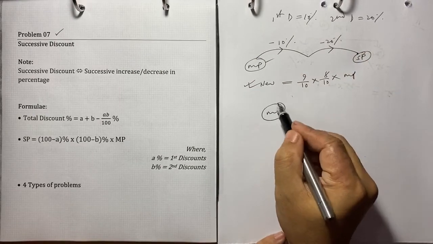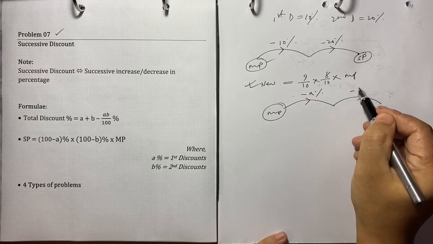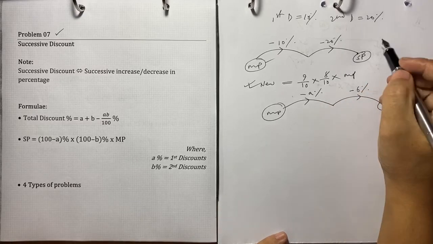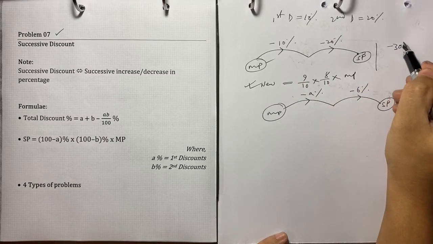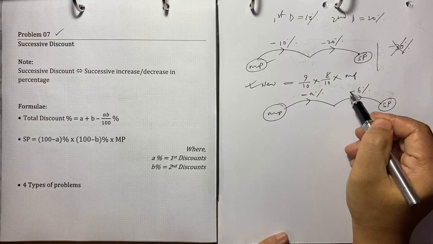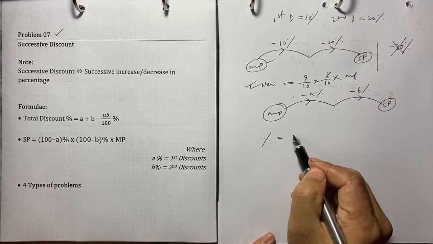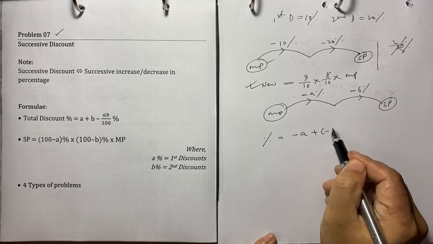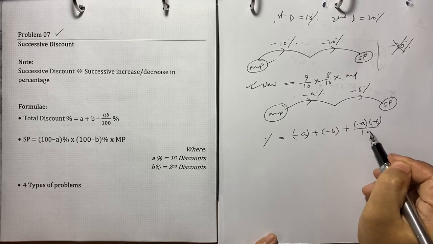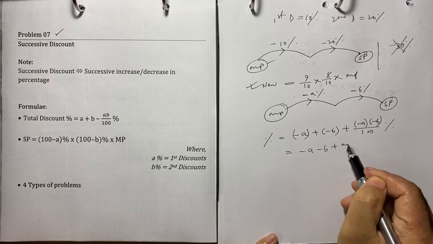In general, this is the mark price. A person gives a discount of A percent, then another discount of B percent, and finally it becomes the selling price. The question is: what is the total discount? Will it be 30%? The answer is no. So in general, for discount A percent and discount B percent, the total percentage change equals minus A plus minus B plus minus A into minus B divided by 100%. So this will be minus A minus B plus AB by 100%.